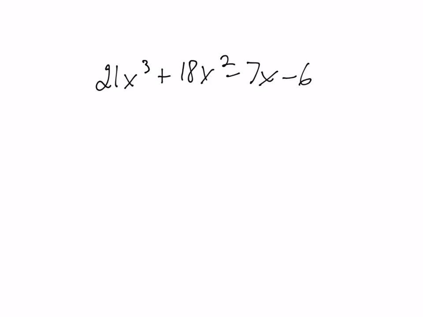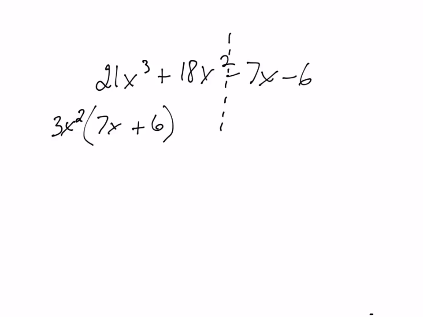Let's look at another one here. Still 4 terms, so we can factor by grouping. On the left-hand side, I can factor out a 3x squared, and we're left with 7x plus 6 inside the parentheses. On the right-hand side, there's nothing really to factor.